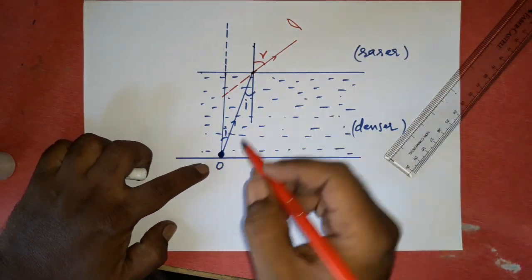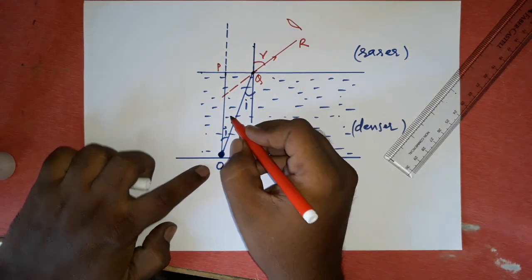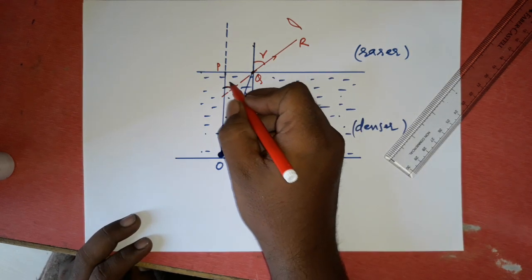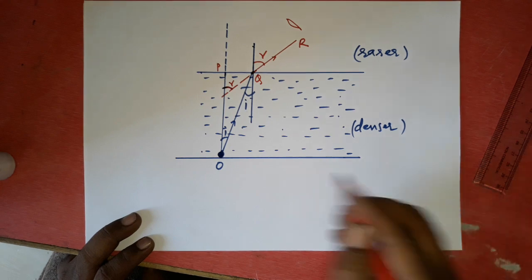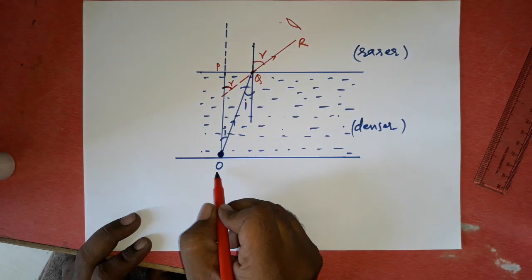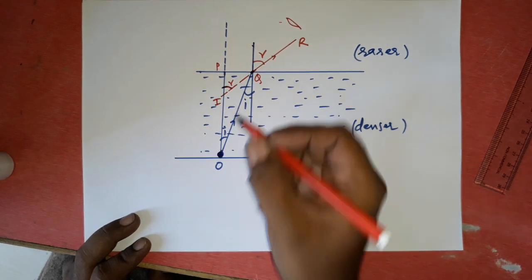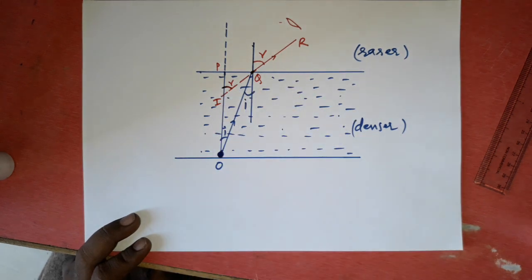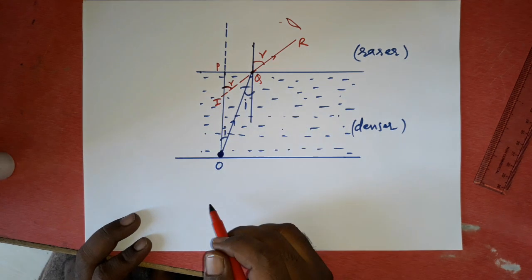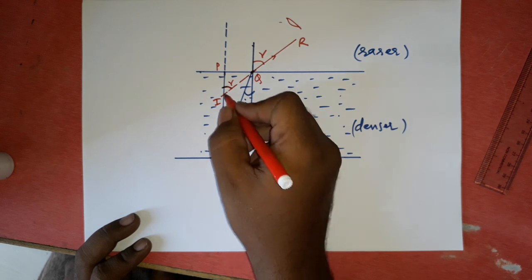Let's suppose this is O, this is P, this is Q, this is R. This is R means this angle will be R. That means for the observer who is observing from the top, the object appears to be here, not at this point. So this we call normal shift. Actually this must be up to here. So this is normal shift.